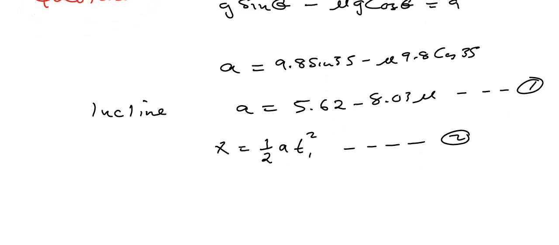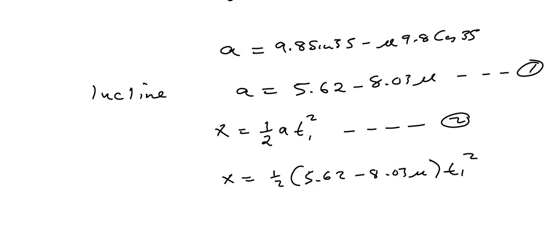And we know to say we can replace here. So we're saying wherever there's the distance, x is the same as half. Where there's acceleration, we can put this whole expression. That's 5.62 minus 803, and the mu, then the t1 squared, that's what we have.